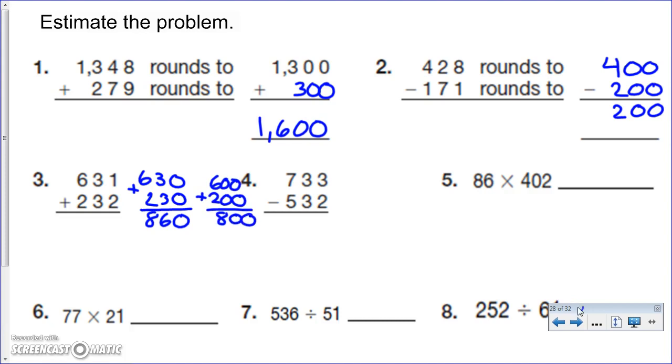This is why when we're doing estimating this year, you need to make sure you're really careful and you're writing down the numbers you used to estimate, because you may come up with a way to estimate that works, but it might not be one that I have written down when I'm checking your work.